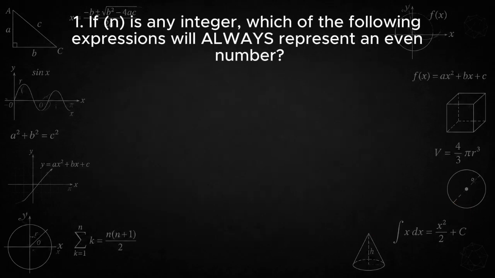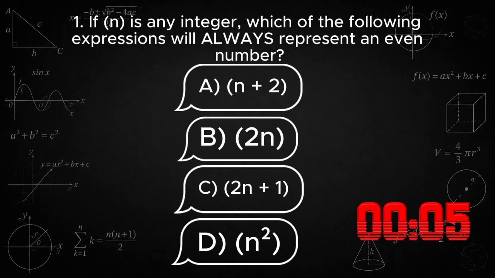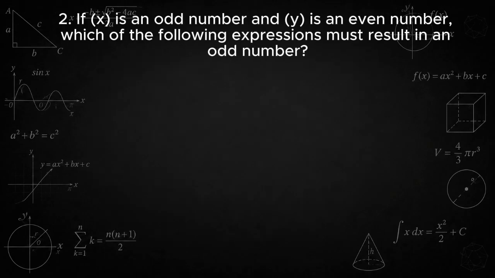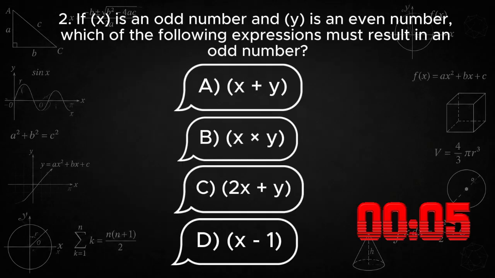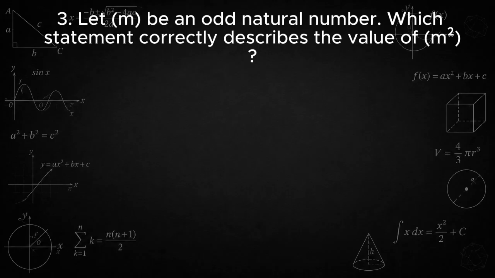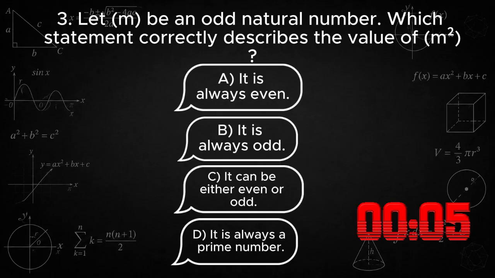1. If n is any integer, which of the following expressions will always represent an even number? 2. If x is an odd number and y is an even number, which of the following expressions must result in an odd number? 3. Let m be an odd natural number. Which statement correctly describes the value of m squared?